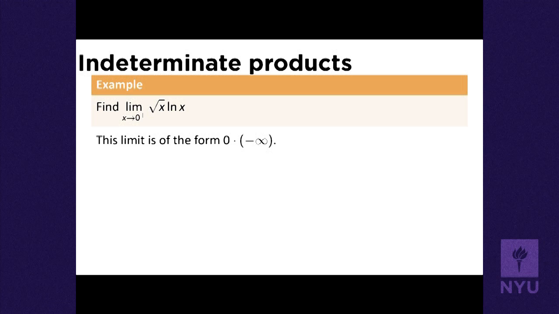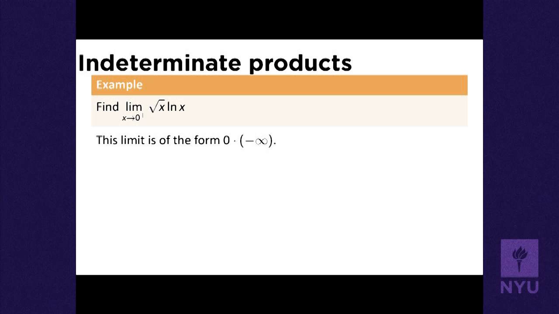Let's find the limit as x goes to 0 from the positive side of the square root of x times the natural log of x. Now let's remind ourselves what these limits of these factors actually are. As x goes to 0, square root of x goes to 0. As x goes to 0, natural log of x goes to minus infinity. X has to go to 0 from the right, because natural log isn't defined for negative numbers. But as x goes to 0 from the right, then the limit is minus infinity.